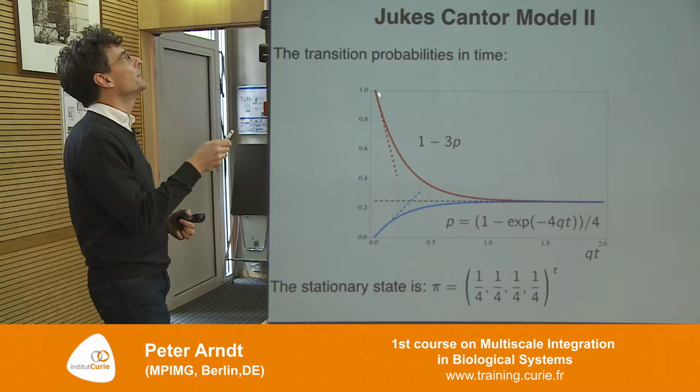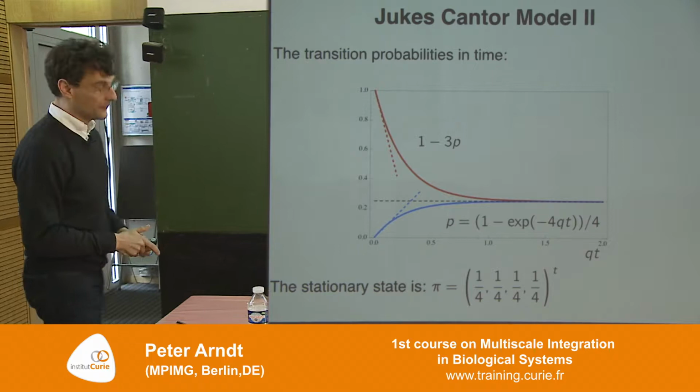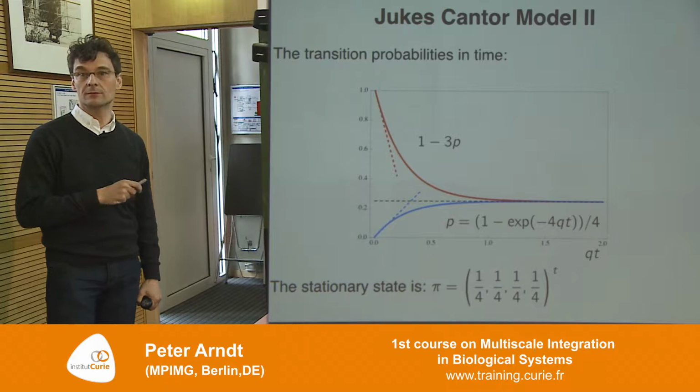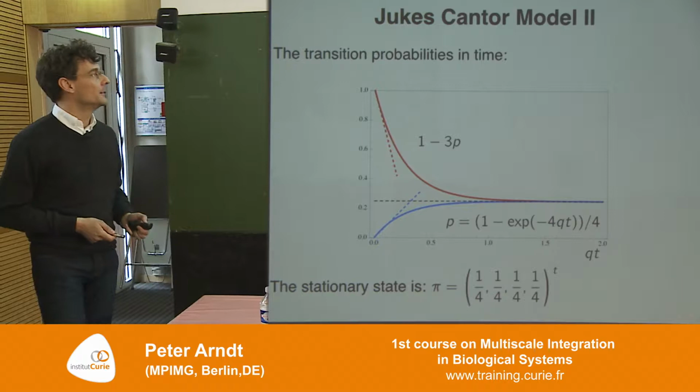And the probability that, if you start with an A, you're still an A after some time t, of course, has to decrease and also go to 1/4. And the stationary state is easily just 1/4, 1/4, 1/4, 1/4. So this was the simplest model, just having one rate, the Jukes-Cantor model.